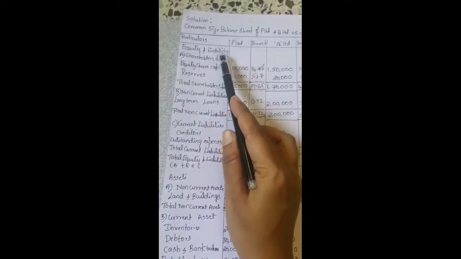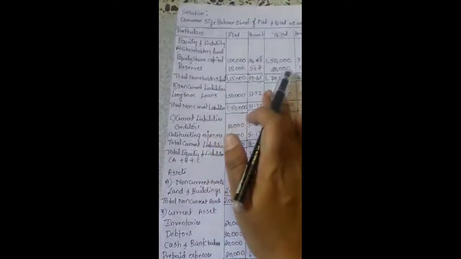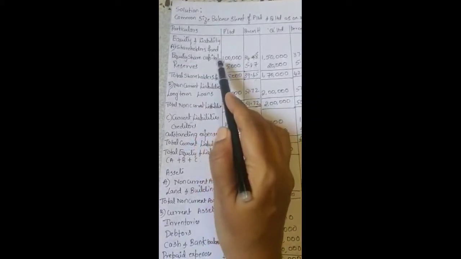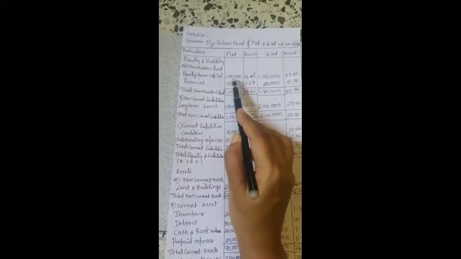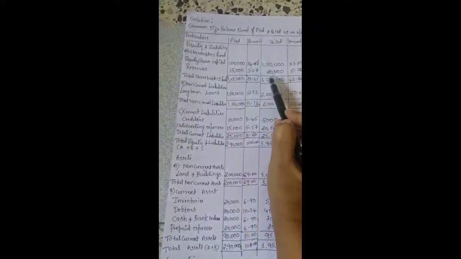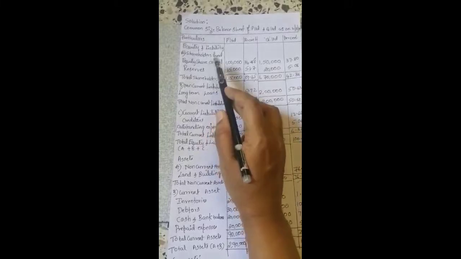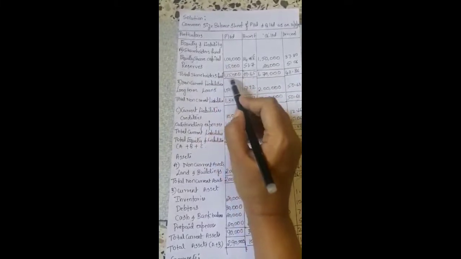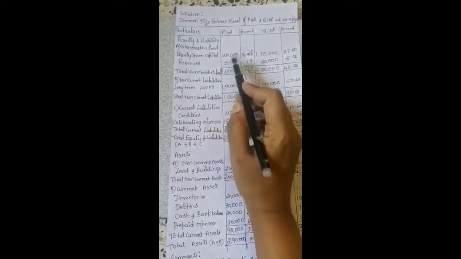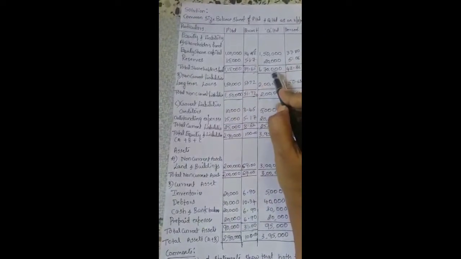First heading will be equity and liability. Below that, shareholders fund. First record the amounts, then you will convert it into percentage. Equity share capital of P Limited is 1 lakh, Q Limited is 1,50,000. Reserves of P Limited is 15,000 whereas Q Limited is 20,000. Now we don't have any item to be recorded under shareholders fund, so we will close it. Total shareholders fund is 1,15,000 and for Q Limited is 1,70,000.